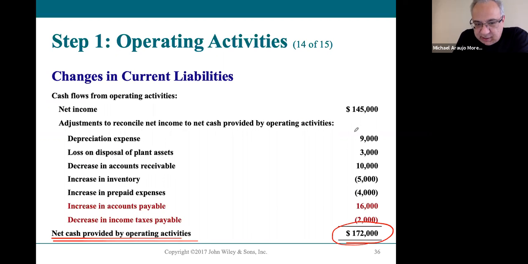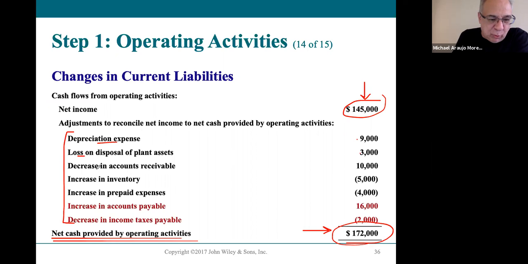So look at the difference here. This was the profit of the company, 145,000. However, this is the net cash that was provided by operating activities. As you see, it's larger than the net income. Why? Because they went through all of these adjustments, right? Did it take cash? No. Did it save cash? Yes. Depreciation expense is not cash, that's cash staying in. This loss was a paper loss, not a real cash loss, that's staying in.